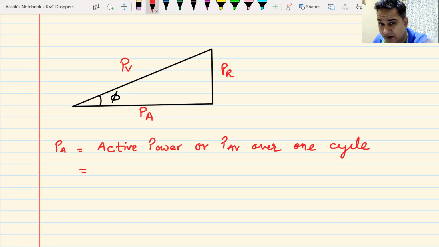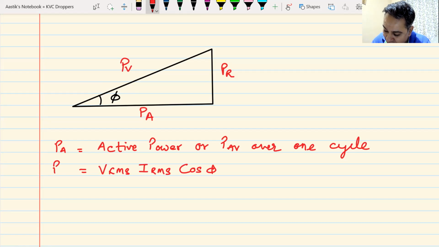Now, how do I find the value of this average power, active power? You don't have to see how it comes. You just have to remember the formula. The first formula is V RMS into I RMS multiplied by cos of phi. This is my active power.